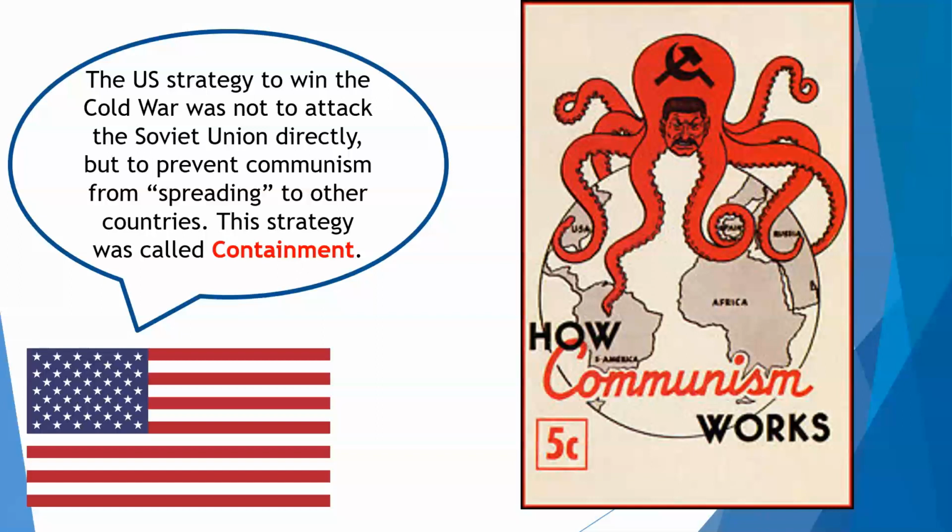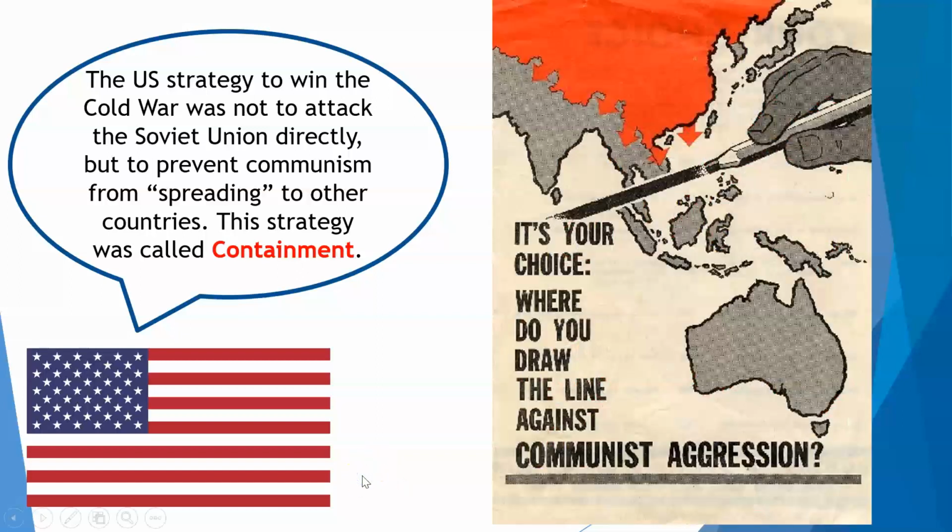You can see the U.S.'s fears really well in this piece of propaganda, where this octopus that we can tell is supposed to be the Soviet Union because of its hammer and sickle and because its face looks an awful lot like Stalin, is reaching out to these other countries around the world. This propaganda, too, I think is really great at showing that. It's your choice. Where do you draw the line against communist aggression? The idea being that if the U.S. government doesn't draw the line somewhere through their military, through stopping countries from becoming communist, communists would eventually take over the whole world.